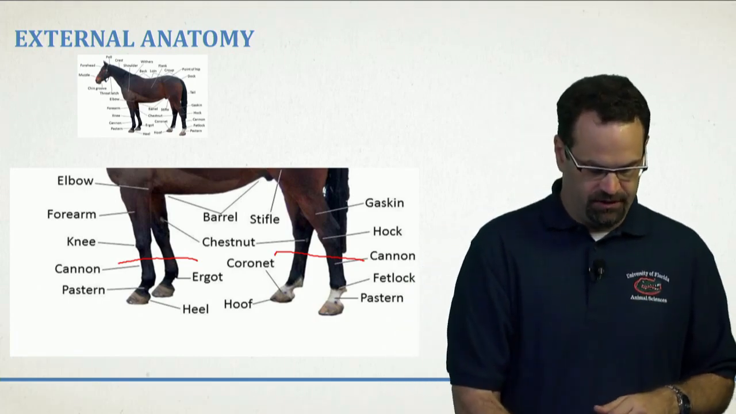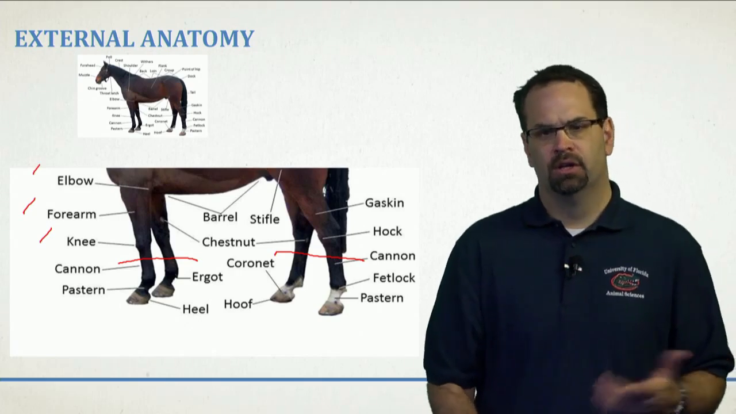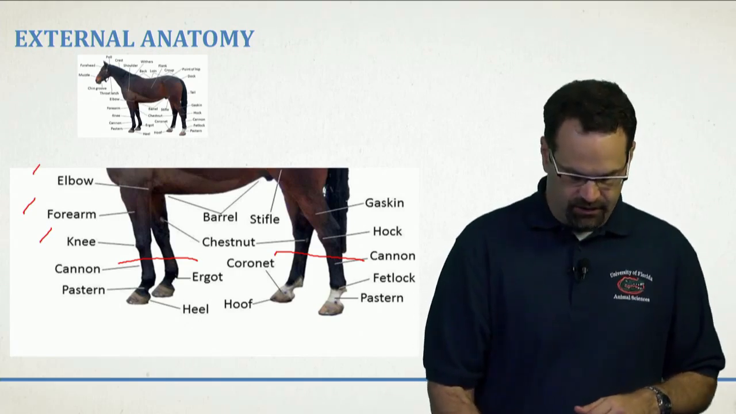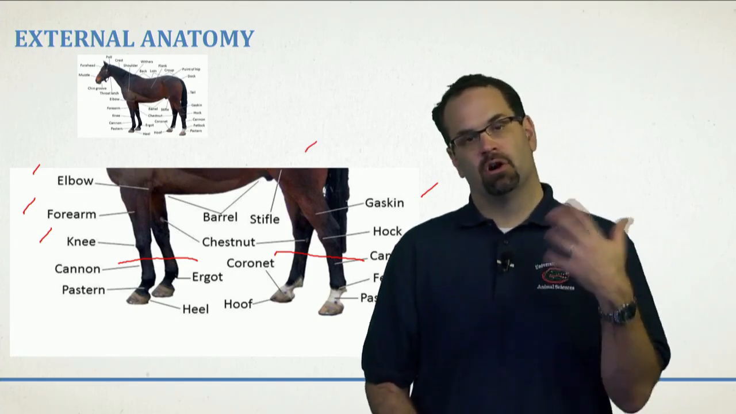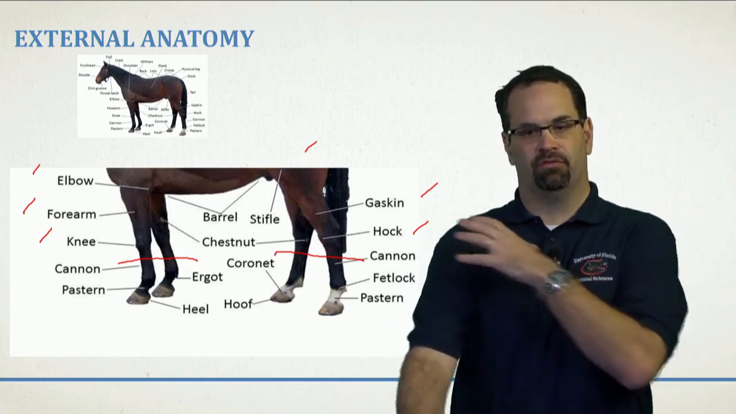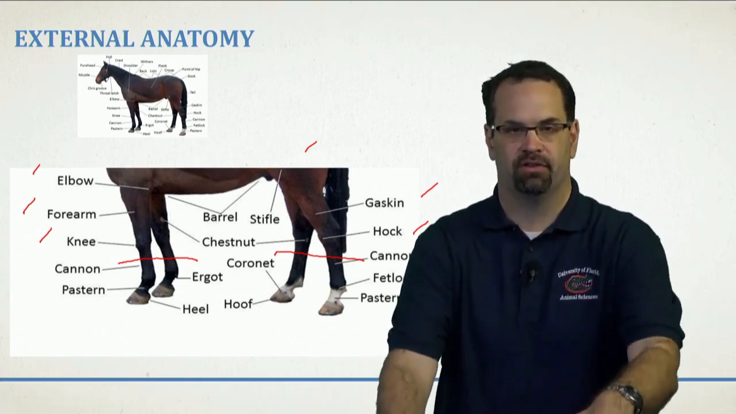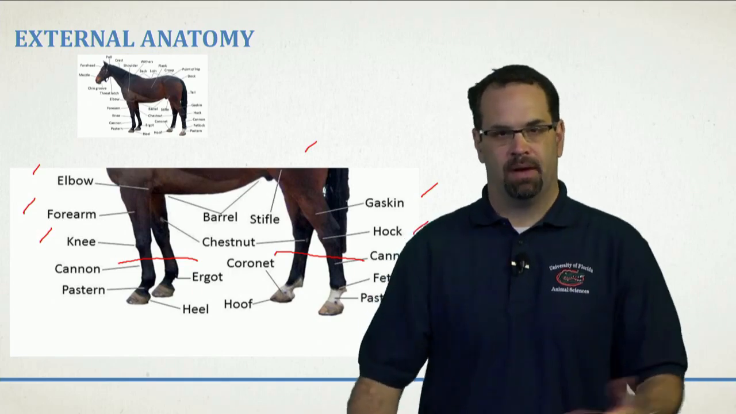So in the front, you've got the knee, the forearm, the elbow, and then in the back, you've got the hock, the gaskin, and then going up to the stifle. Okay, so there are differences. So it's almost like our front arms are in the front half of the horse, and our legs are in the back half of the horse.